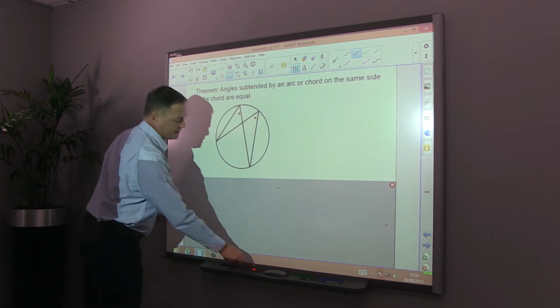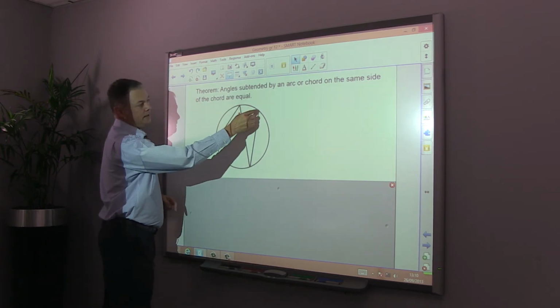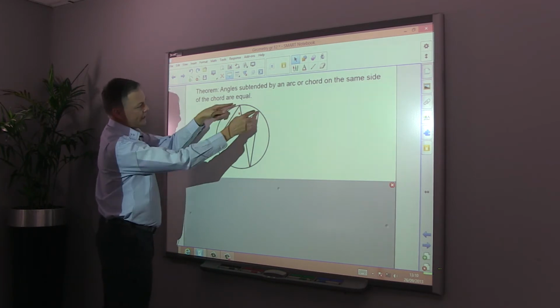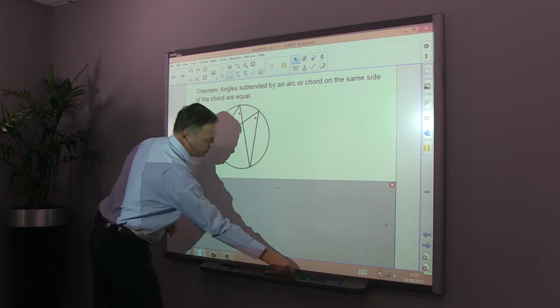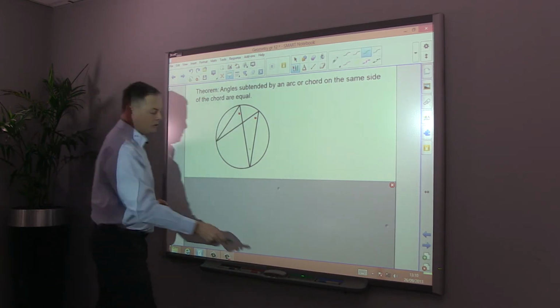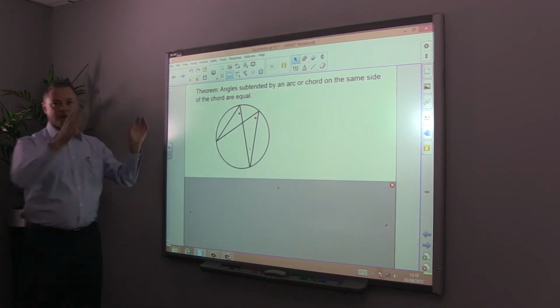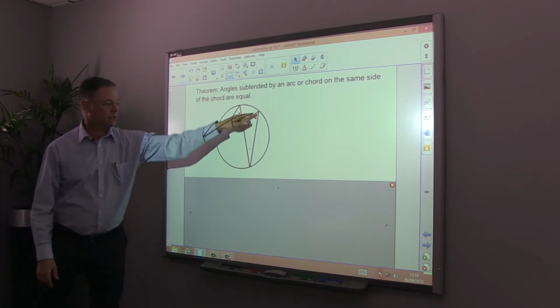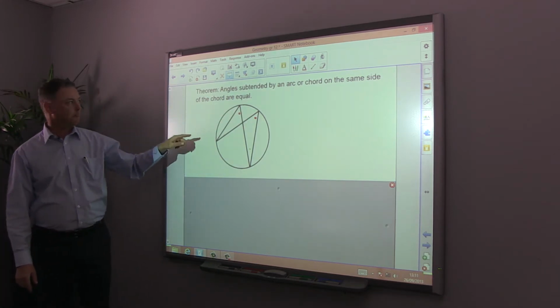Similarly, this arc here subtends that angle there, and it also subtends that angle there, so those two angles are equal. Okay, so if you look for bow ties in your problems, you'll always find angles that are equal. Trick, they must touch the circle. Okay.